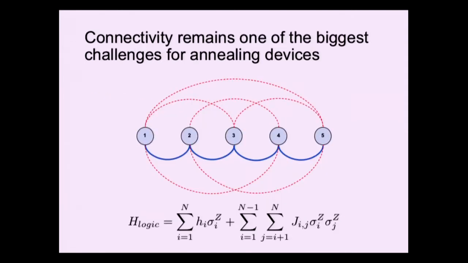As we have seen in many talks during this conference, connectivity remains one of the biggest challenges for annealer devices. We're trying to implement this Hamiltonian that, for a reason that will become apparent very soon, I will call the logical Hamiltonian, into a physical system. But unfortunately, nature only gives us for free local interactions, the ones I've drawn in blue, while the red lines are more complicated to make on a physical device.